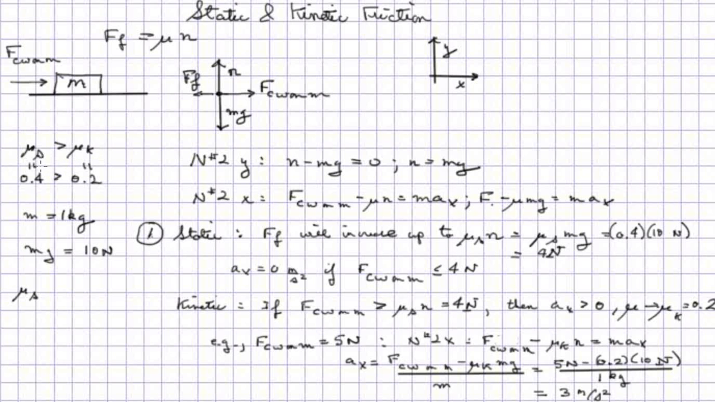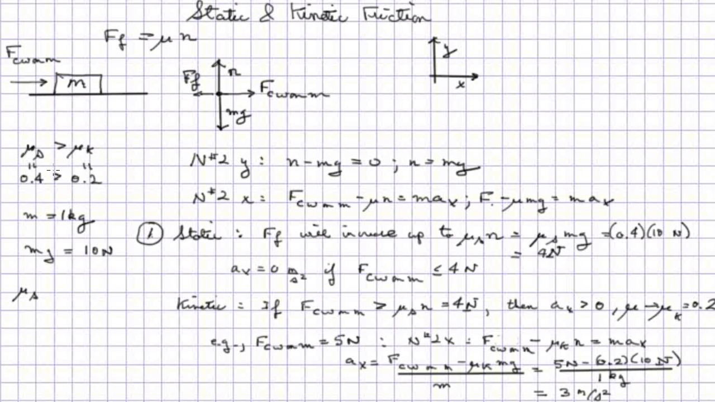And what's pretty much always true is that the coefficient of static friction is bigger than the coefficient of kinetic friction. The real life interpretation of that is that it takes a greater force to get something moving than it does to keep it moving. So keep that in mind as a real world example.